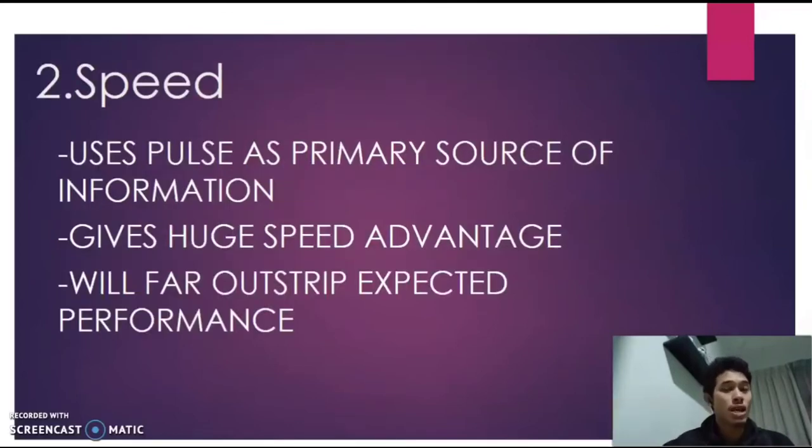The second one is speed. Fiber optic uses light pulses as the primary source of information conveyance, which gives fiber optic cable a huge speed advantage when compared to other modes of data transfer. Fiber will far outstrip the expected performance of even high-grade Cat5 or Cat6 copper cables in this regard.